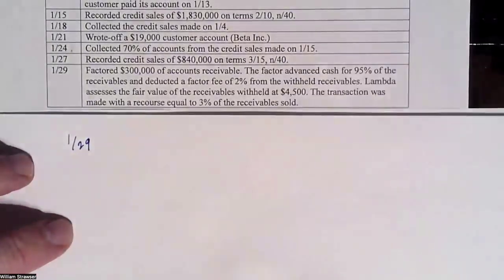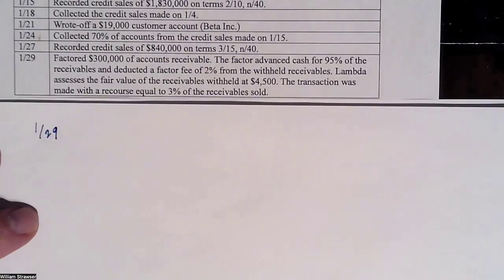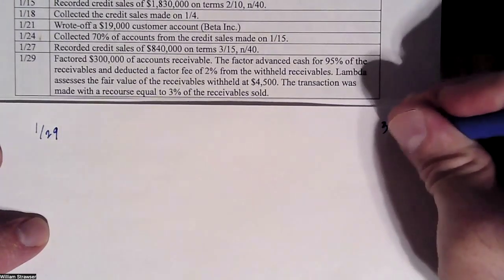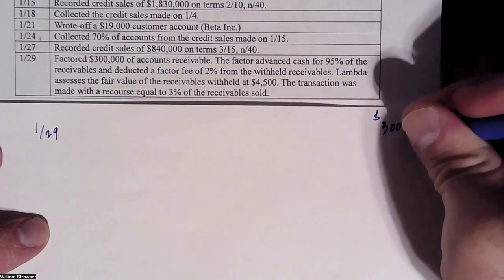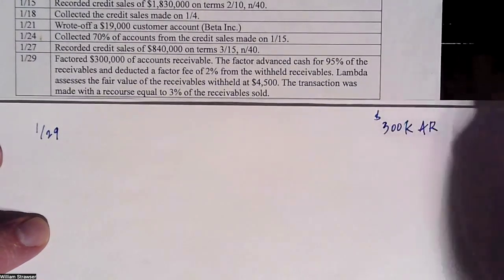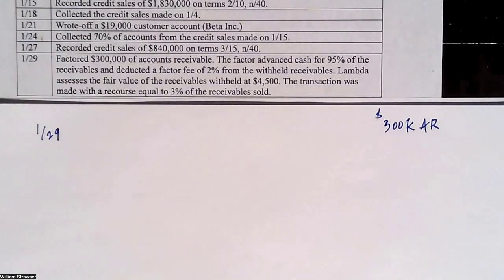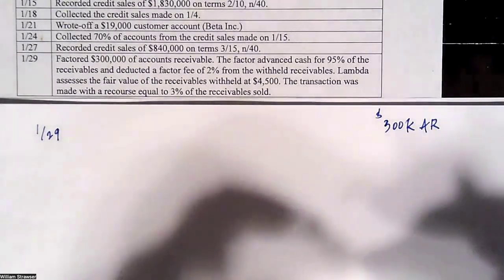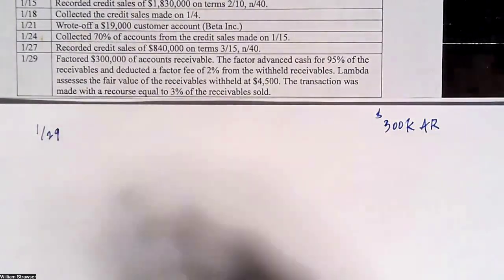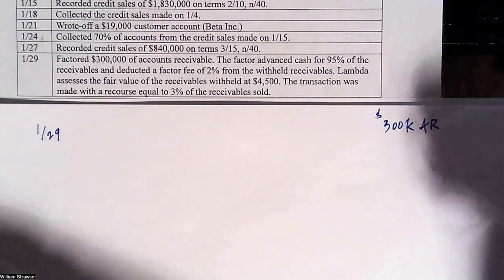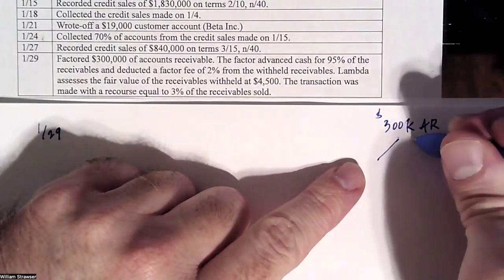The way that I think it helps to lay it out, and it helps visually break down what's going on, is we start with the $300,000 of accounts receivable that have been factored. Almost any journal entry is sort of okay. The credit is broken into multiple debits, explaining different pieces of it, or the debits broken into multiple credits. So we're going to break this out.